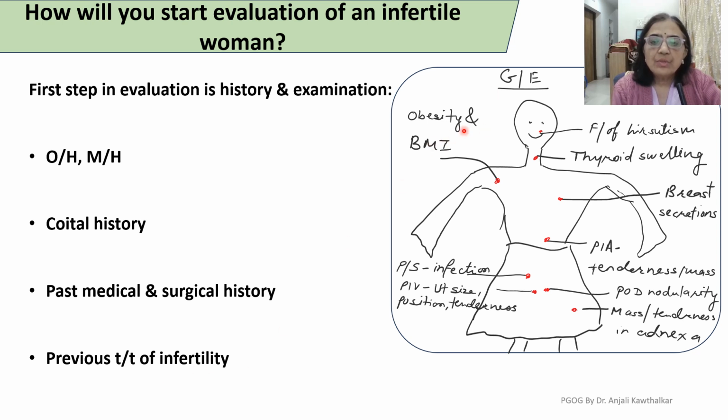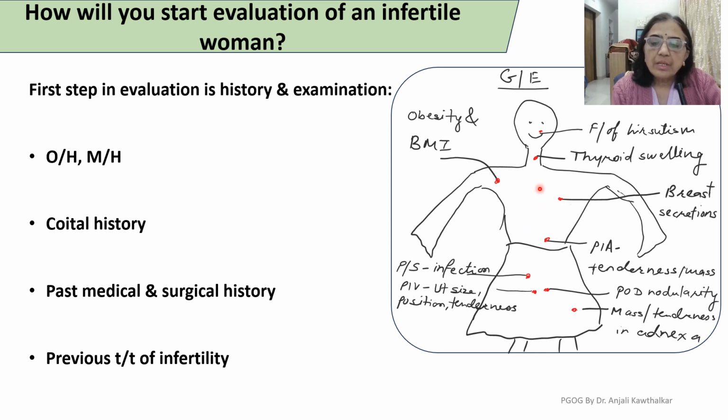In general examination, we have to see whether the patient has obesity, go for BMI, and whether there are features of hirsutism, excessive hair growth on the face or extremities, thyroid swelling, or breast secretions. That is very important. I still remember a case from my early days as a gynecologist. A patient approached our hospital, and for almost 8 to 10 years she had been going from one hospital to the other, being treated and investigated, and what she had was infrequent cycles.